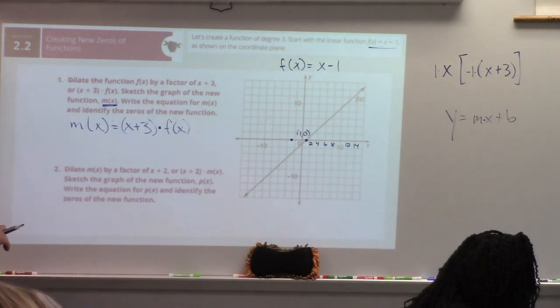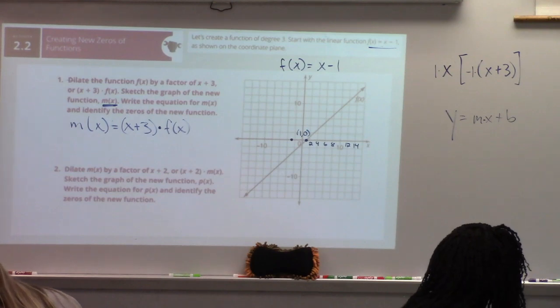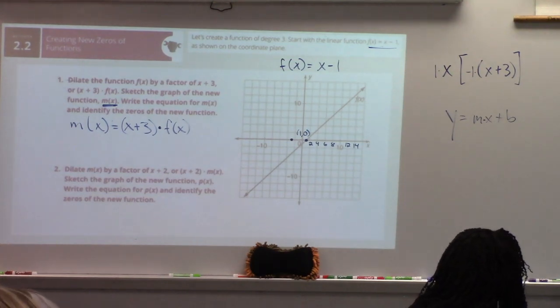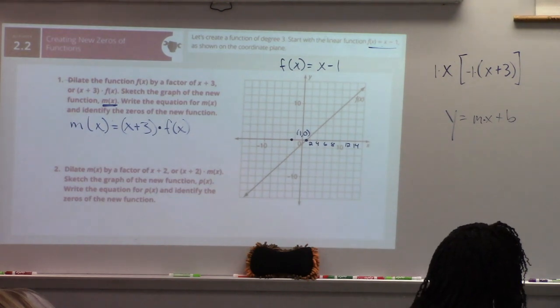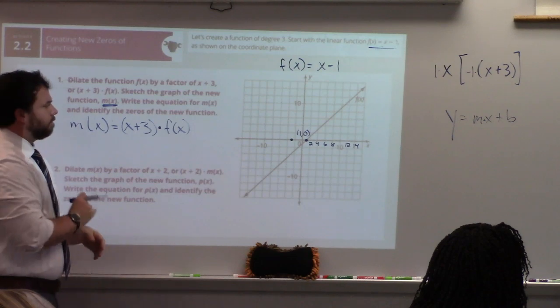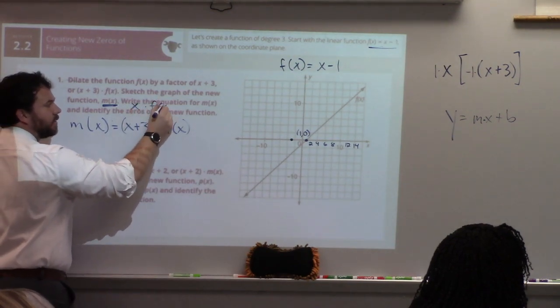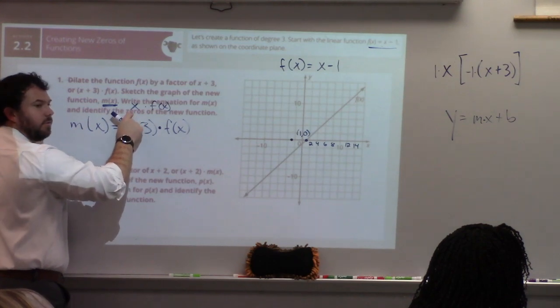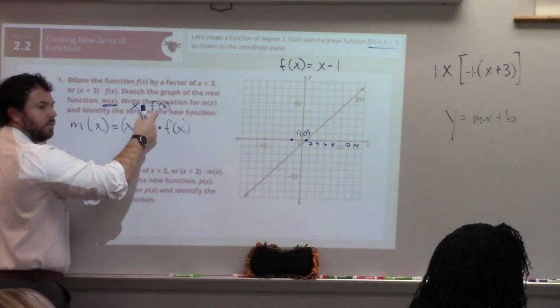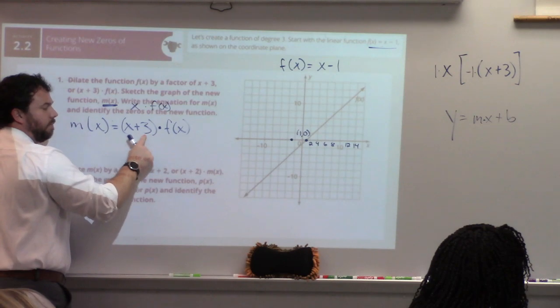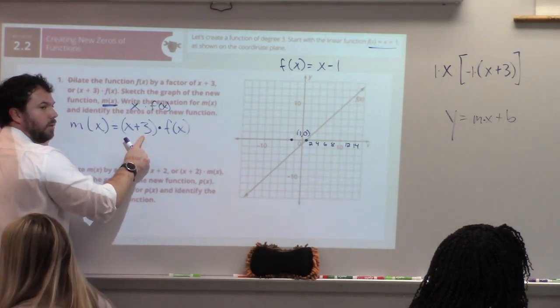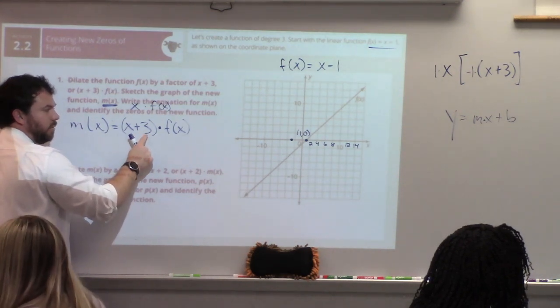Remember, you can do this either graphically or with what other method did we use yesterday? A table. Yesterday we just did x times f of x, so we took the x value and multiplied it by f of x. Is it just x this time? No. It's the x value plus 3.